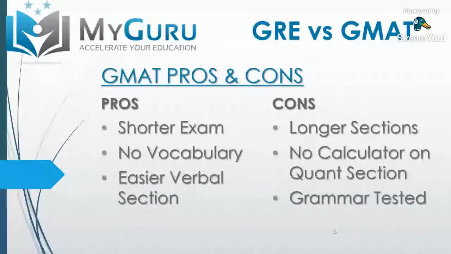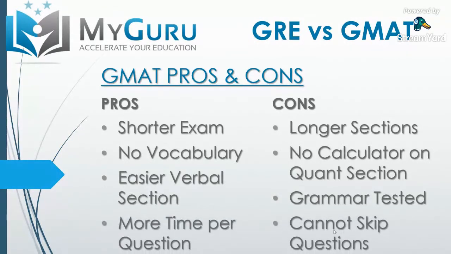You've got shorter reading comprehension passages frequently on the GMAT, but the con to the GMAT is you do have grammar tested. Now, grammar is not tested on the GRE, whereas vocabulary is. So again, just some differences stylistically between the exams that you may want to consider as you decide which one to take. And again, you do have more time per question on the GMAT, about 2 minutes per quant, and then about a minute 50 per verbal. But of course, you can't skip questions because of the adaptive nature of the exam.